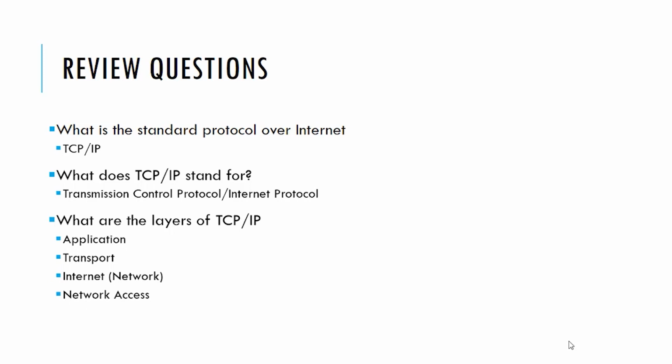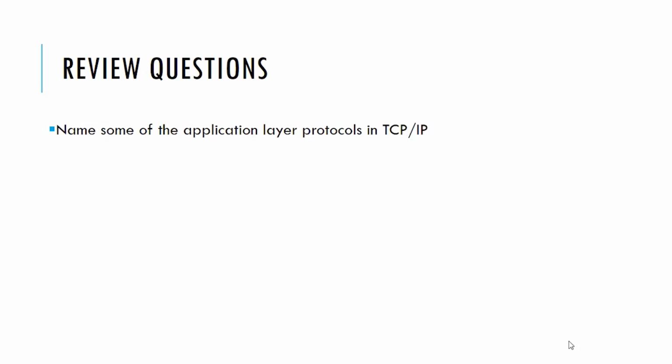Some names are common, like the application, transport, internet or network, and some names are not common, like the network access. Let's recall here that the network access is formed of the physical and data link layers of the ISO OSI. The internet is the same as the network layer. The transport is the same as the transport layer in both models. The application here in the TCP/IP corresponds to 3 layers in the OSI model: the application, the presentation, and the session. Layer 7 and layer 6 and layer 5 in the ISO OSI model here correspond to 1 layer in the TCP/IP, which is called the application layer. This is very important to recall. Name some of the application layer protocols in TCP/IP.